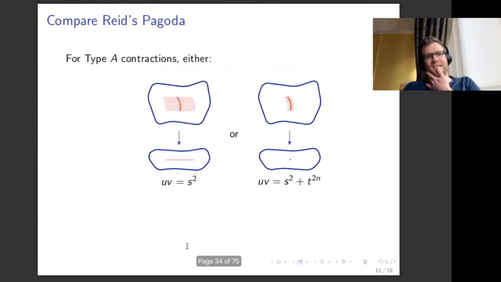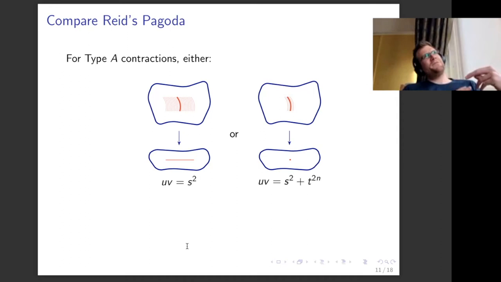And so if you go back to Miles's Pagoda paper, which somehow in many ways founded the foundations of the MMP, he tells us that for type A contractions of a single curve, one of two things can happen. Either you have a genuine scroll where your curve genuinely moves in a one parameter family. And he proves that there's only one situation that can occur in, which is this. So UV is equal to S squared inside affine four space, or your curve moves in an infinitesimal scroll, depending only on a single parameter n, in which case this is his example of a pagoda flop.